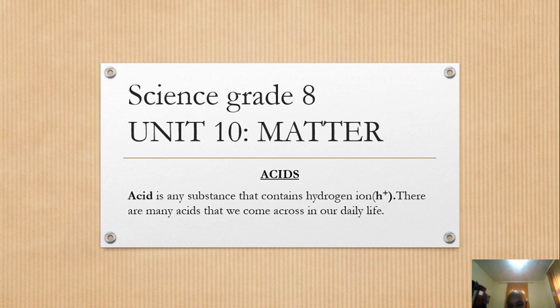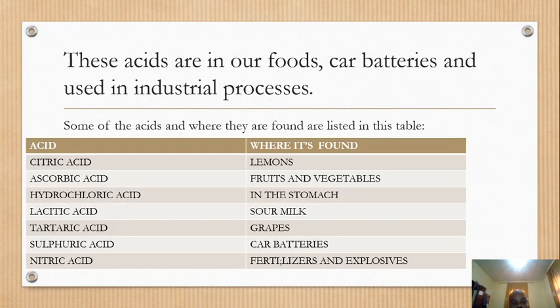There are many acids that we come across in our daily life. These are examples of acids: citric acid, which is found in lemons; ascorbic acid, which is found in fruits and vegetables; hydrochloric acid, which is found in the stomach; lactic acid, which is found in sour milk; tartaric acid, which is found in grapes; sulfuric acid; nitric acid, which is found in fertilizers and explosives.